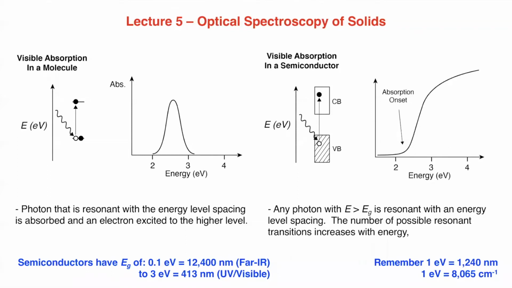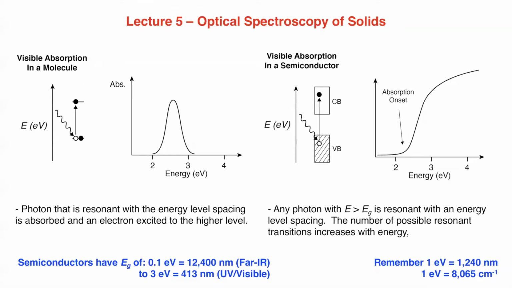Below that energy, photons do not have enough energy to promote an electron from a filled state to an empty state. And so there's no absorption. But once you get to photons larger than the band gap, now there are many transitions possible, and the higher you go in energy, the more transitions are available. Okay, so there are many, many transitions accessible at energies greater than the band gap energy.